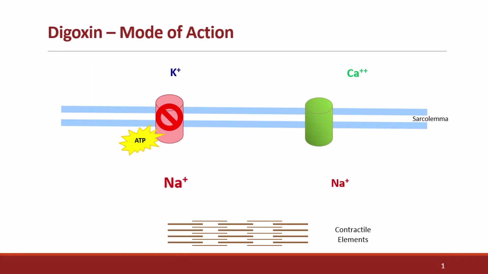Now, digoxin inhibits this Na-K ATPase pump. As a result, intracellular sodium is increased, reducing sodium-calcium exchange, thereby raising intracellular calcium and strengthening myocardial contraction.